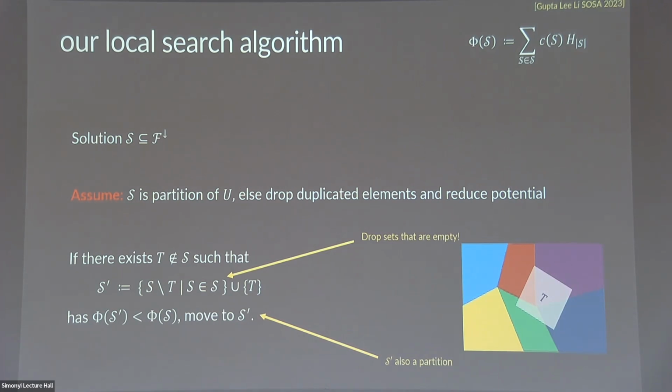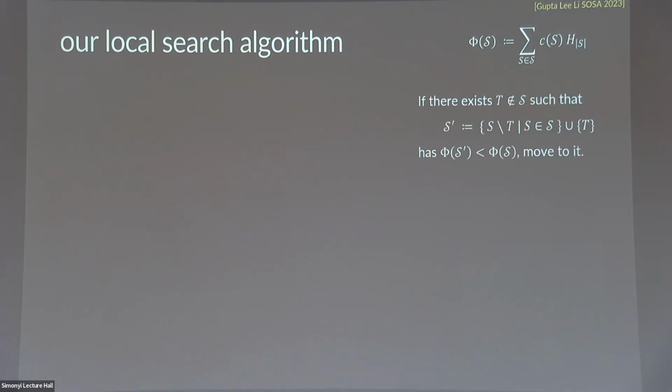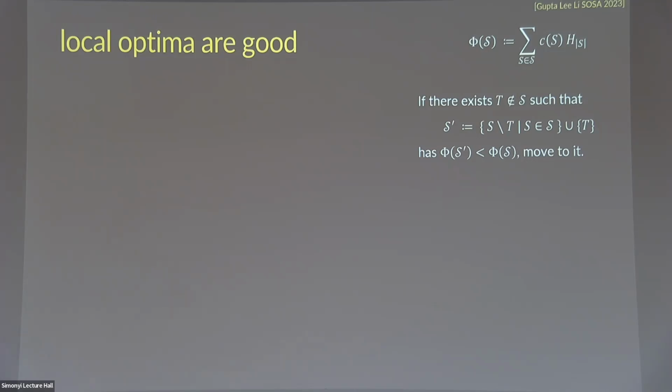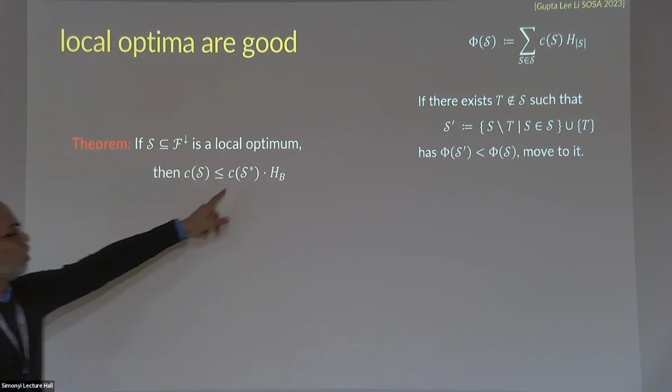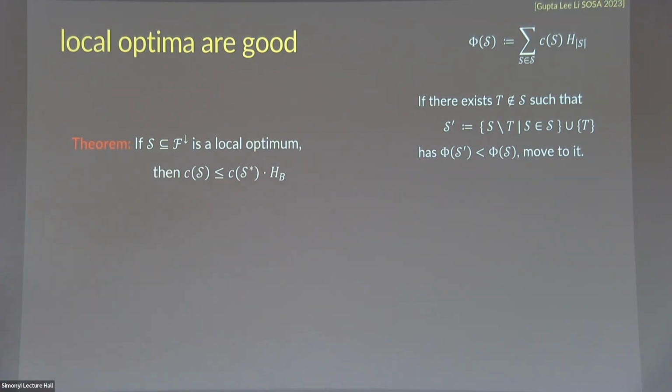Good. Okay, so that's the algorithm. I'll move the algorithm to the side. And I'll show you the following thing: that local optima for this local search are good. We'll worry about the polytime aspect of it. Okay. So I want to claim that if S is a local optimum, then its cost is at most the cost of any other solution, in fact the optimal solution, times H of T.